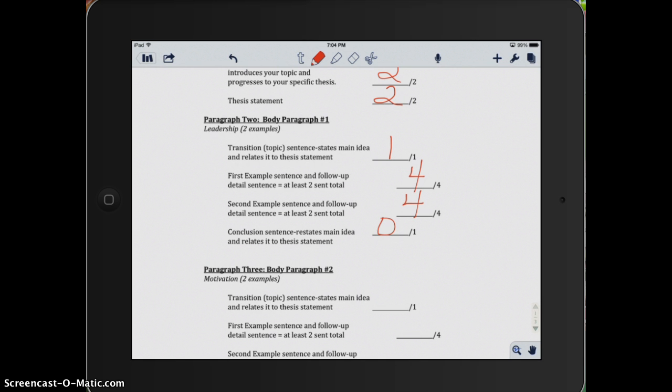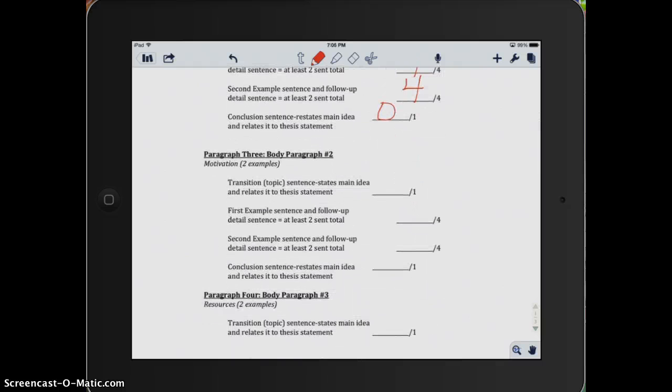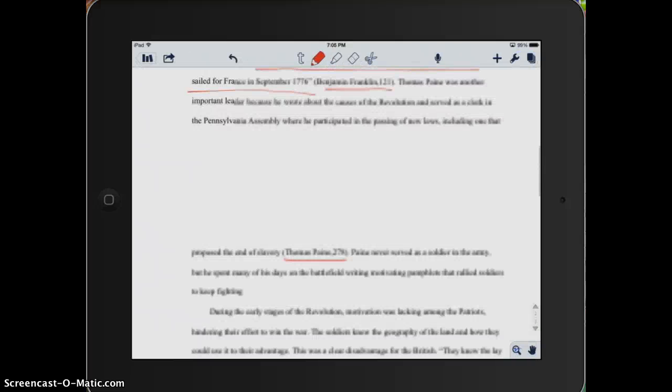Now remember, if this were a self-evaluation, at this point you would go back to your first paragraph and add a concluding sentence so that you don't miss that point. If it's a self-evaluation, you have to go back and fix your mistakes until you get a 100%. Let's take a look at the second body paragraph. This is going to be about motivation. The items on the rubric are the exact same as the first. We need a topic sentence, 2 examples, and a concluding sentence. Let's head back to the paper and see how Walter did.